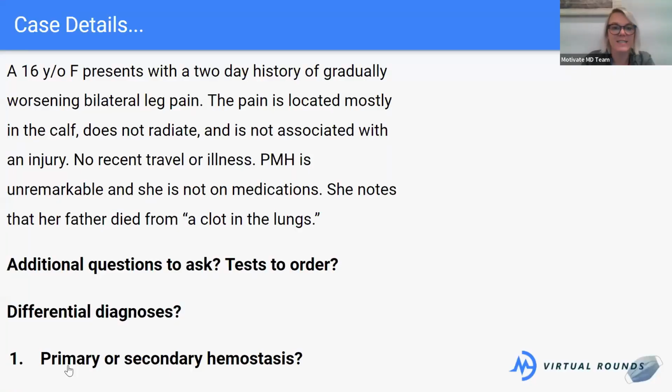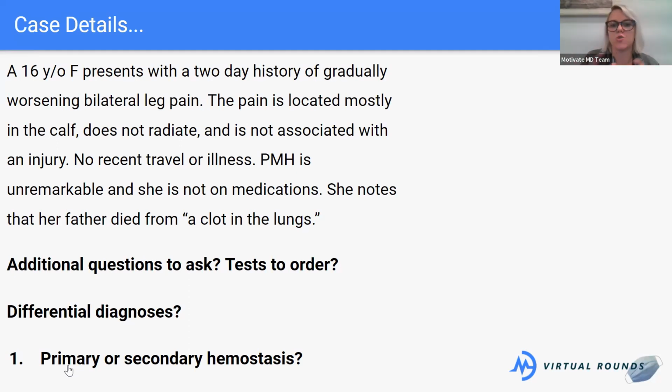So somebody read our next case, please. A 16-year-old female presents with a 2-day history of gradually worsening bilateral leg pain. The pain is located mostly in the calf, does not radiate, and is not associated with an injury. No recent travel or illness. Past medical history is unremarkable, and she is not on any medications. She notes that her father died from a clot in the lungs. Okay. Perfect.